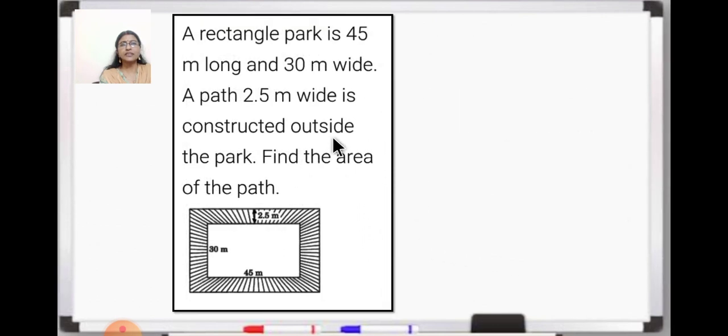Now one more question. A rectangular park is 45 meter long. You can see this is a rectangular park which is 45 meter long and 30 meter wide. A path 2.5 meter wide is constructed outside the park, which is, you can see, 2.5 meter in width. Find the area of the path. So we need to find out the area of the path.